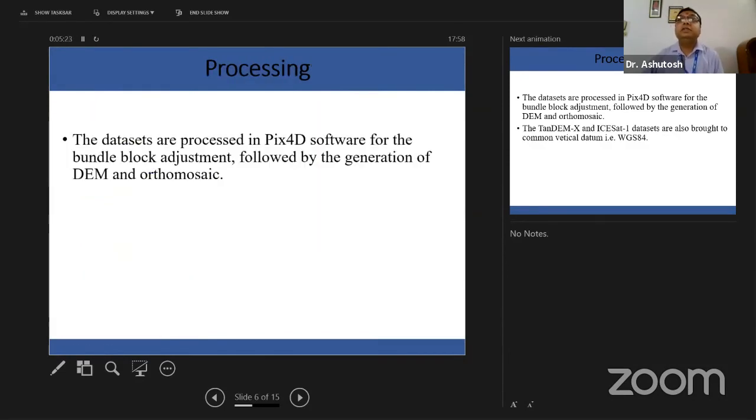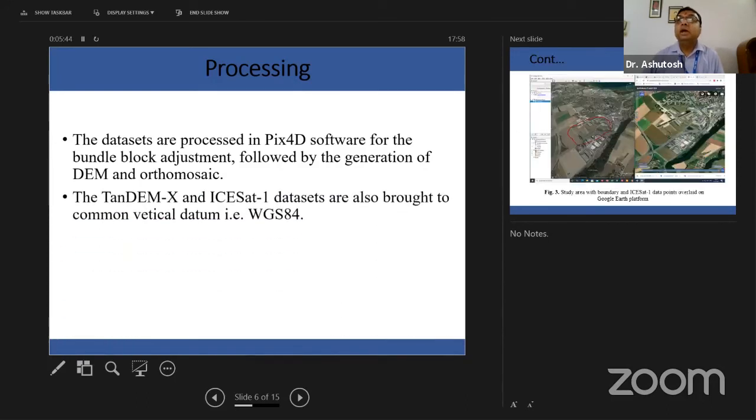So the digital elevation model and the ortho mosaic have been generated in the Pix4D software after the bundle block adjustment without the ground control points. So that is one important thing to be noted here, along with the VRS RTK GNSS, which has been utilized during the data acquisition. And since the ICESat-1 dataset is on the TOPEX/Poseidon ellipsoid, that has been brought to the WGS84 datum for comparison with the TanDEM-X as well as the UAV DEM.